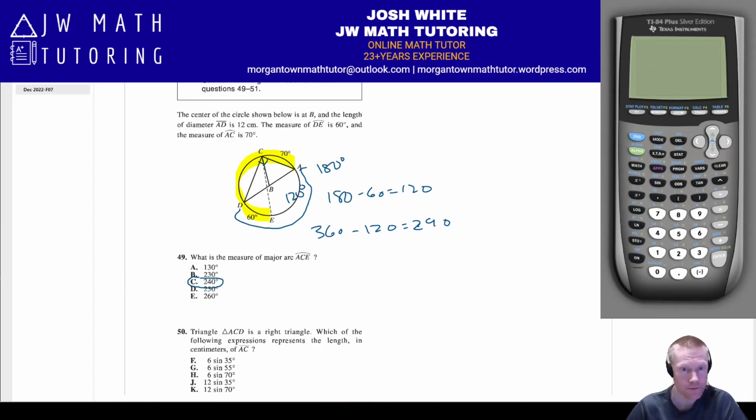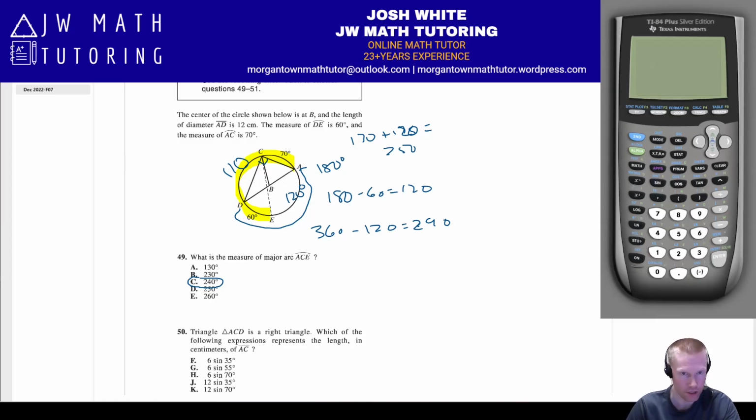Now, if that's not obvious to you, some people would basically add these three up. 60 plus 70 is 130, and then plus 120, and that should give you 250, and then they would subtract that from 360, and you get 110 for this over here, and then you could add up 110 plus 70, which is 180, and then plus 60.